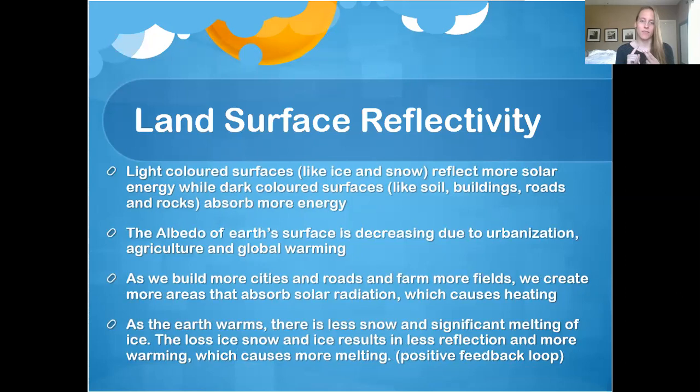Also, because of global warming, we have a lot of melting of our glaciers and polar regions, which means less of those high albedo areas of snow and ice. And things like agriculture: a plowed field is much more absorbing of energy than a forest would be.